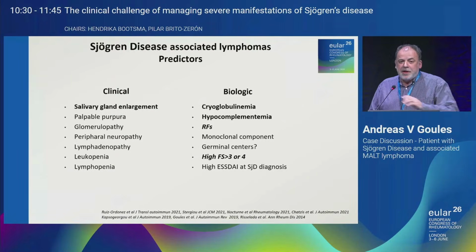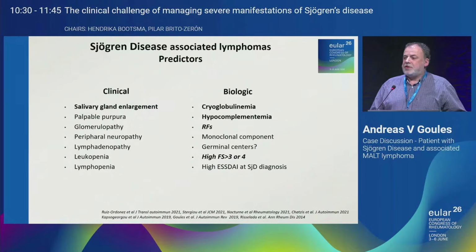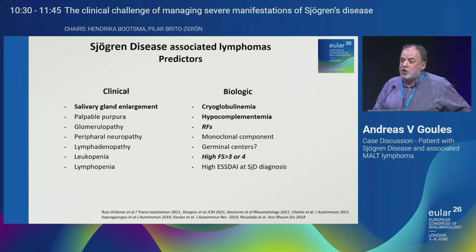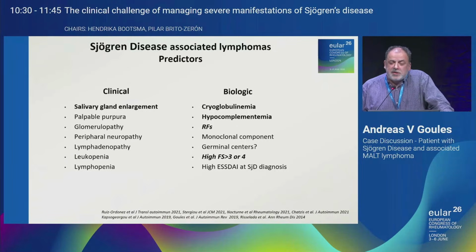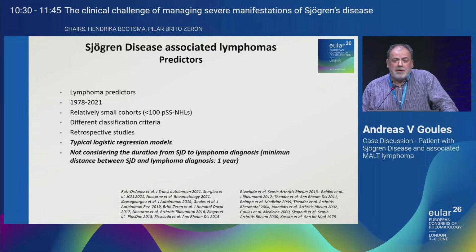Many groups in the past 30 years have proposed lymphoma predictors for early diagnosis and follow-up of patients. And actually, these predictors reflect prediction of multiple lymphomas because this is the main type: salivary gland enlargement, cryoglobulinemia, hypocomplementemia, rheumatoid factor, and high focus scoring lead biopsies. These are traditional, let's say, predictors of lymphoma in Sjogren's. But in all these studies, there are some limitations.